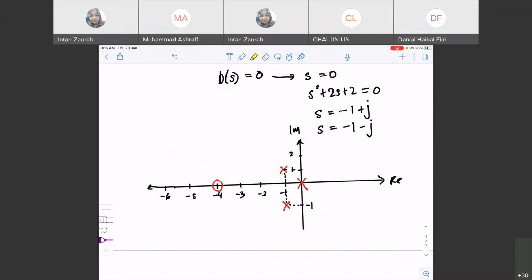Step number 2 is just identifying the location of your locus. So step number 2 says: to the left of an odd number of poles and zeros on your real axis is the locus.